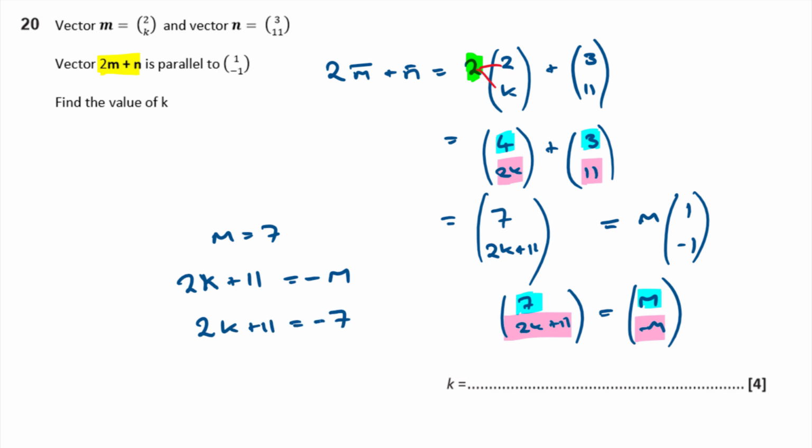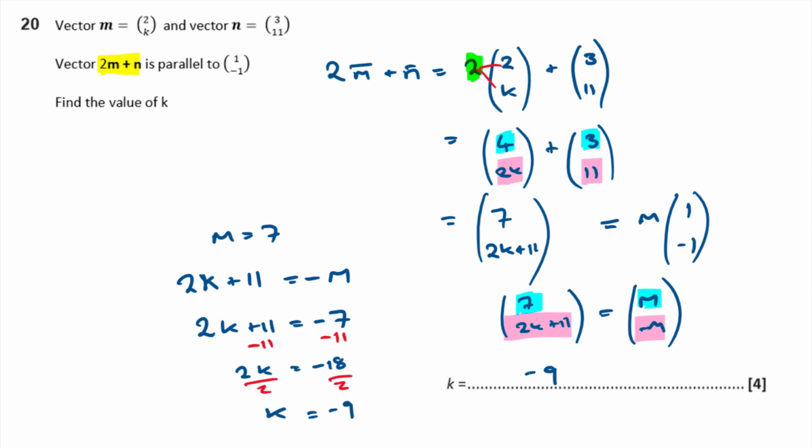Then subtracting 11 from both sides, I'm going to get 2k equals -7 minus 11, which is -18, and then dividing both sides by 2, I'm going to get k is negative 9.